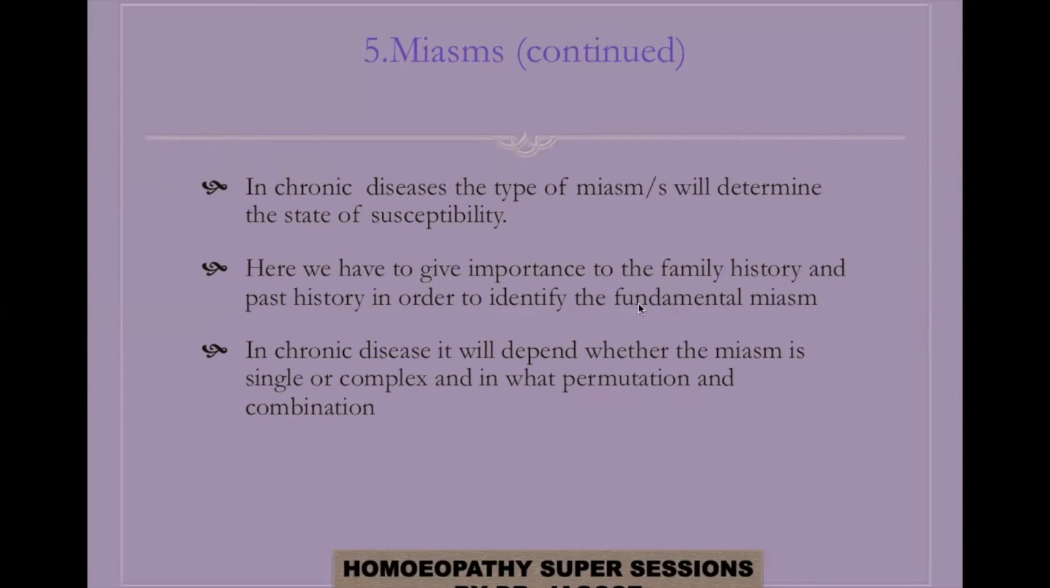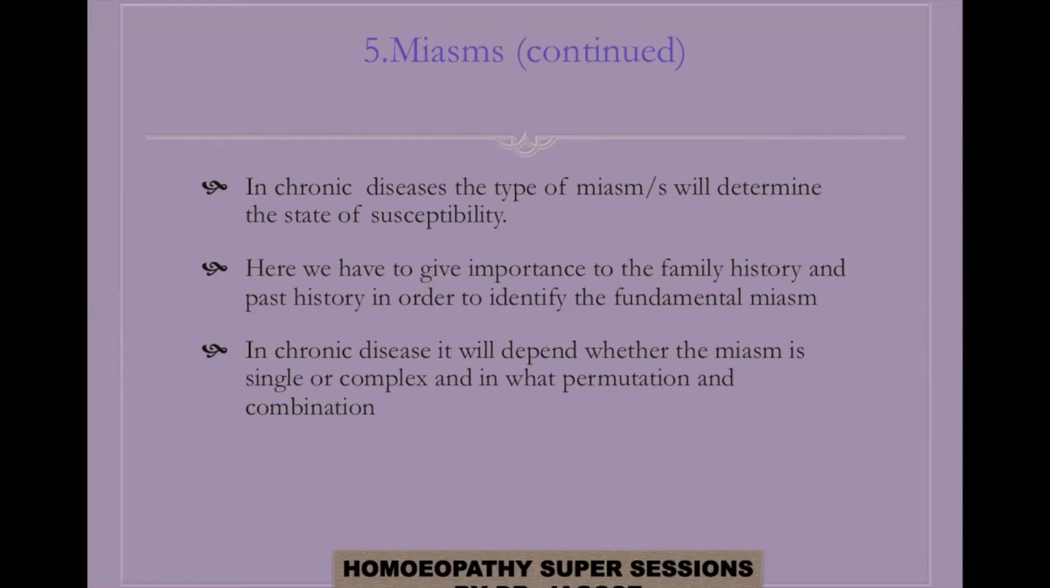So in the fundamental miasm, you can get either a single miasm or a complex of miasms, maybe more than one miasm. That's why I've written miasm or miasms will determine the state of susceptibility. So in chronic disease, it will depend on whether the miasm is single or complex and in what permutation and combination. Naturally, if it's a single miasm, as I told you, if it's psora, it will be high, psychotic low, syphilitic very poor.